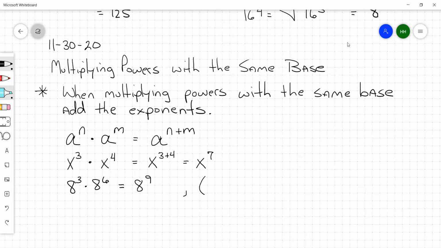0.5 to the negative third times 0.5 to the negative 8th. All right, again, you add the exponents. So look what that would be. That would be 0.5 to the negative 11th, right? And now when you finish that, remember that an exponent is not in simplest form if it's negative. So this would be equal to 1 over 0.5 to the positive 11th power. All right, it's got to go to the denominator and it's got to make the power positive.